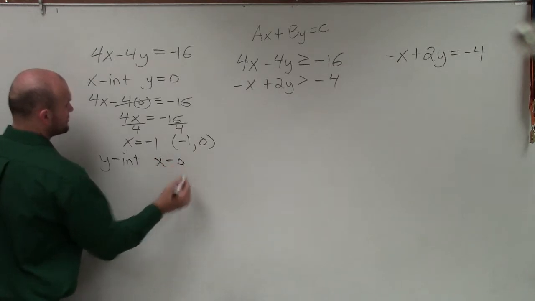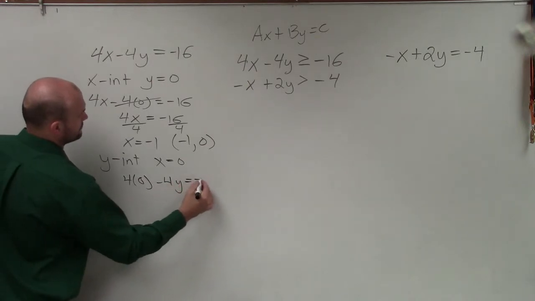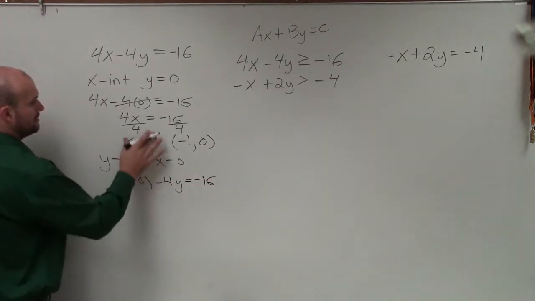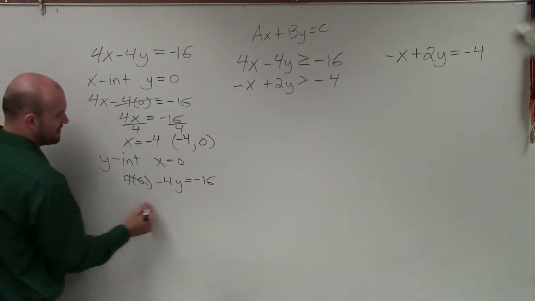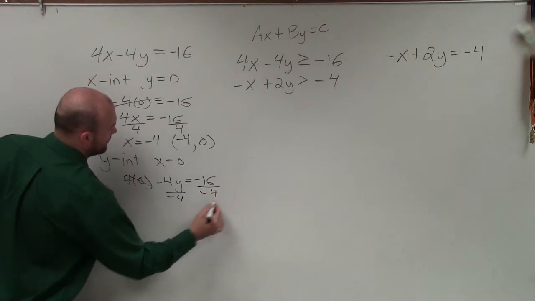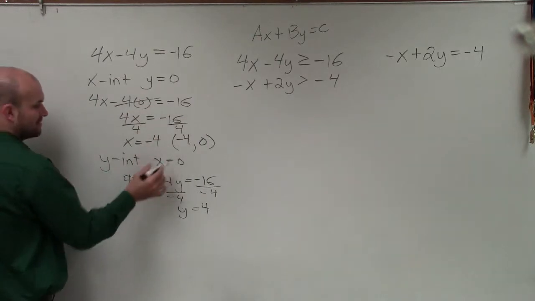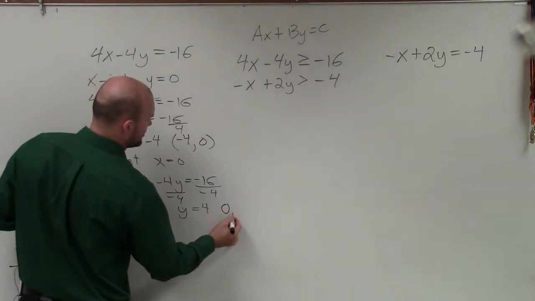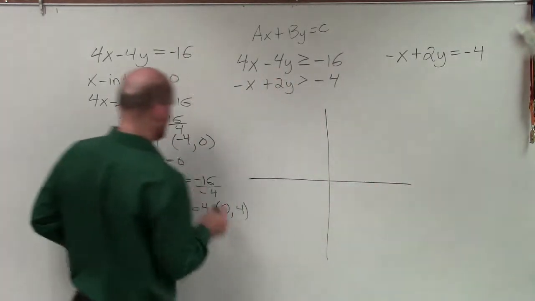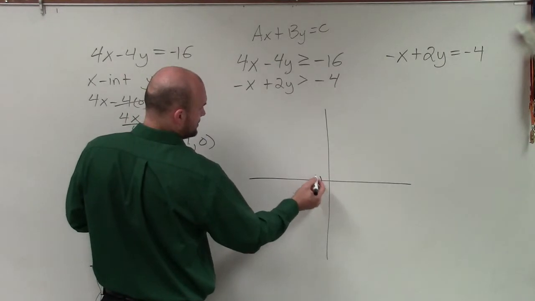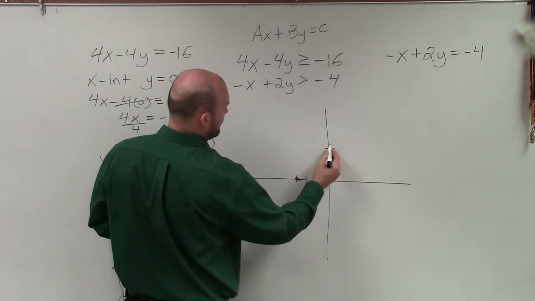That is when x equals 0. So now I put a 0 in for x. That multiplies to 0. Divide by negative 4 on both sides, and y equals positive 4. Since y equals positive 4 and x equals 0, I can write this as the coordinate point 0 comma 4. Now, to graph my equation, I'm going to have my x-intercept at negative 4, 0: 1, 2, 3, 4. And 0 comma positive 4: 1, 2, 3, 4.